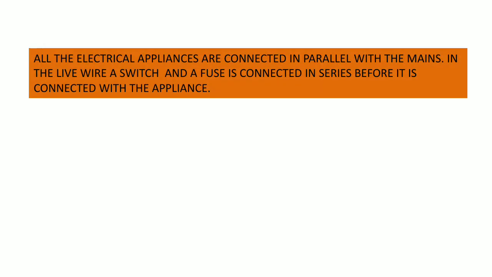Next, all the electrical appliances are connected in parallel. This is very important. All the electrical appliances are connected in parallel with the mains. Like in the ring system, I have already said that they are connected in parallel. And in the live wire, a switch and a fuse are connected in series. See, a switch and fuse are connected in series before it is connected with the appliance.